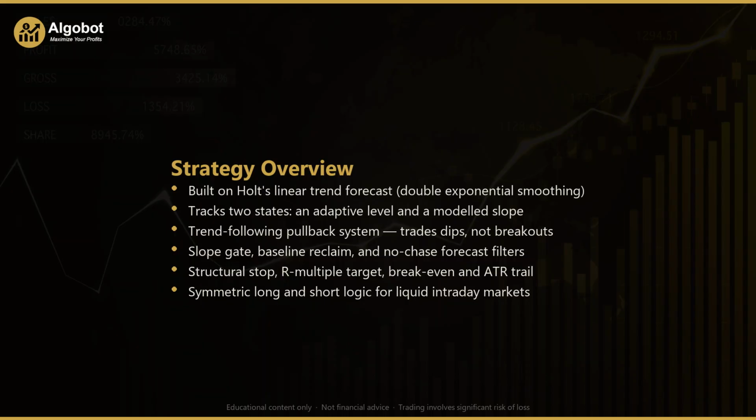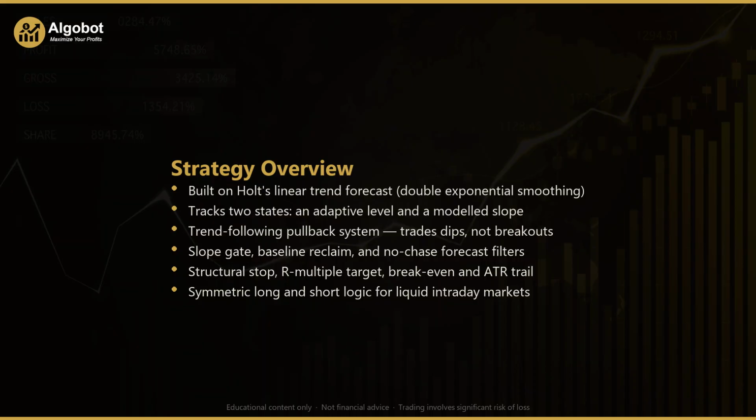At its heart sits Holt's linear trend method, also known as double exponential smoothing. Instead of a single moving average, this technique keeps two values that update on every completed bar. The first is the level, a low-lag adaptive baseline that follows price. The second is the trend, an explicitly modeled per-bar slope that measures how strongly price is drifting in one direction. Together, they let the strategy project a simple forecast forward in time.